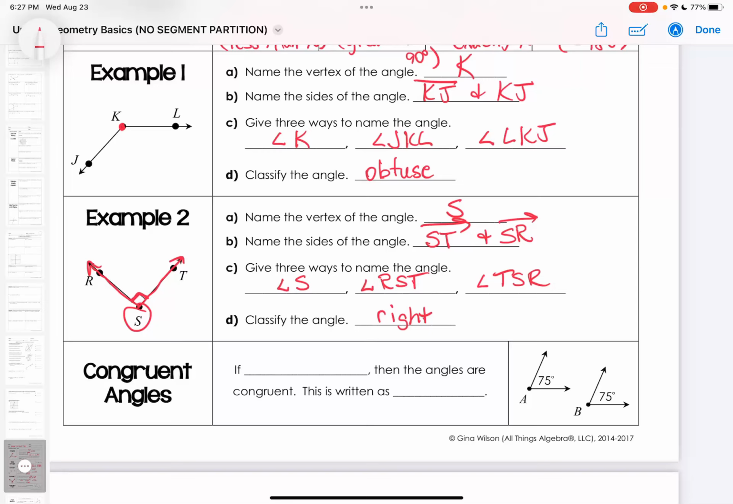We've talked about congruent segments. Now we have congruent angles. So what we're going to say is if the measure of angle A, right here, equals the measure of angle B, right there, which they're both 75, so they do, then the angles are congruent. So we write it as this: angle A congruent to angle B.